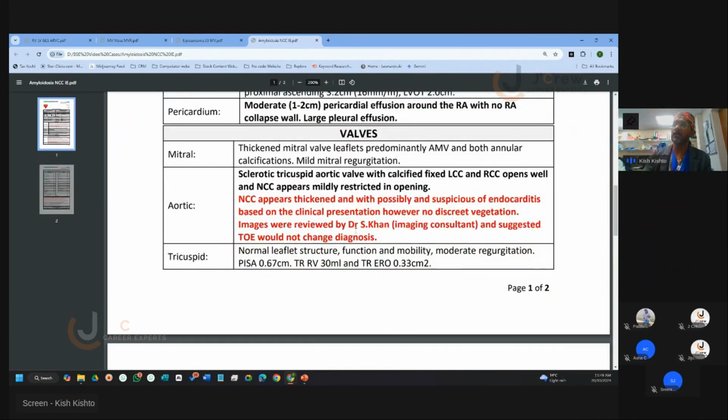So let's look at the aortic valve again, because I was querying whether there was endocarditis there or not. Sclerotic tricuspid aortic valve, we classify the left coronary and right coronary as fixed, open valves, and the non-coronary appears mildly restricted in opening. The non-coronary appears thickened and possibly suspicious of endocarditis based on the clinical presentation. However, no discrete vegetation. I will discuss the image with one of the doctors, and a suggestive tear would not change the diagnosis. So let's look at it again.